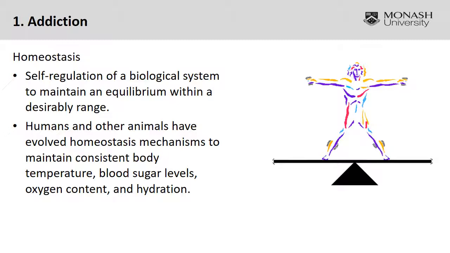Homeostasis is a really key concept to understand in the context of addiction. Homeostasis is this self-regulation system that you have which maintains an equilibrium of different hormones and other chemicals in the body. So essentially your body will try to maintain a consistent body temperature, blood sugar levels, oxygen content and hydration as best as it can, and it will adapt to increasing or decreasing levels of various substances entering the body.